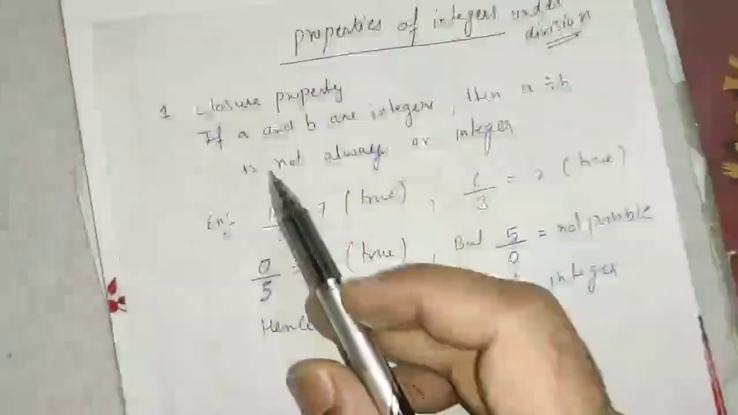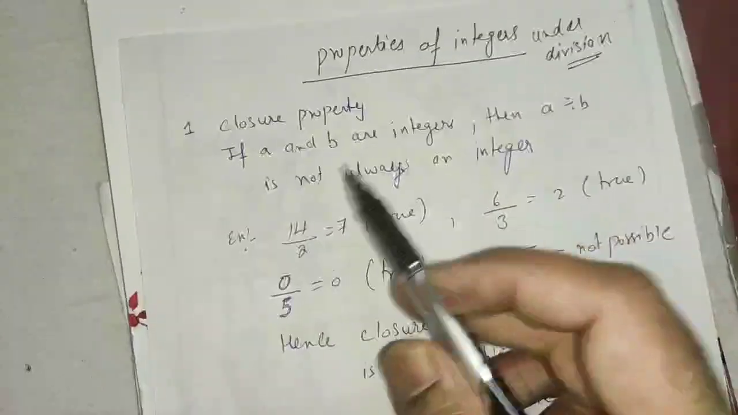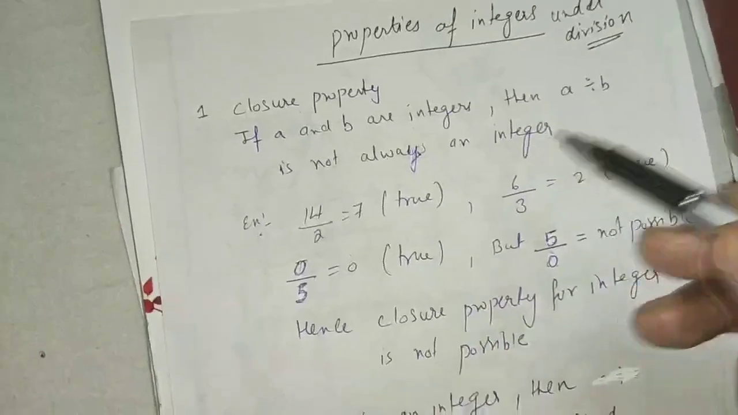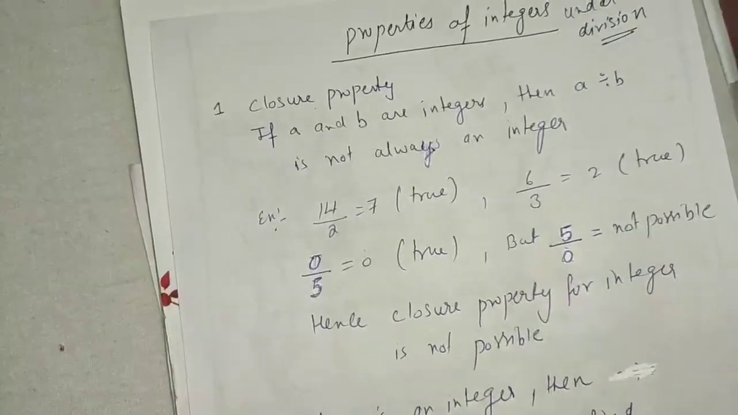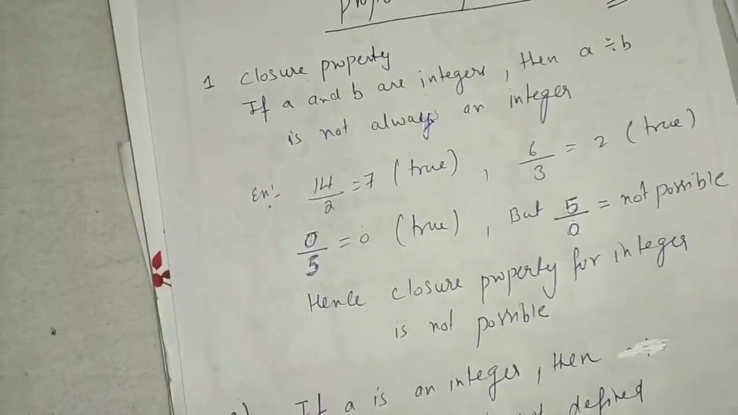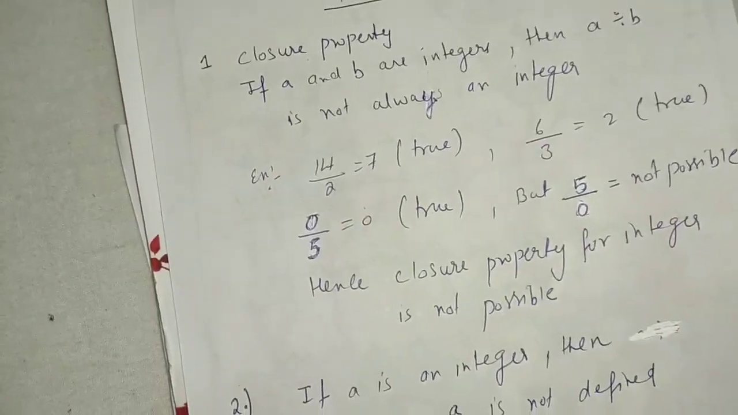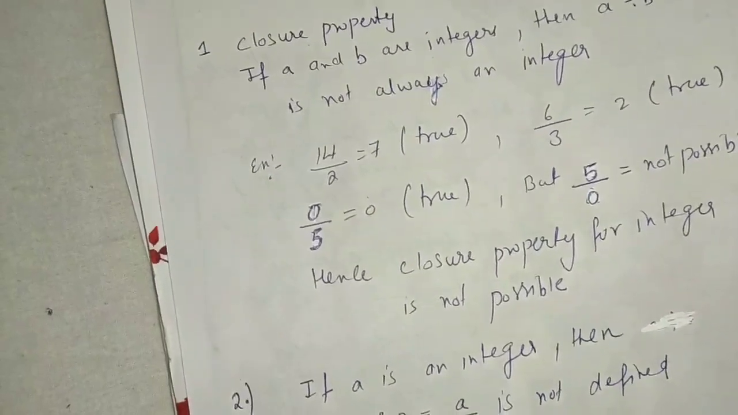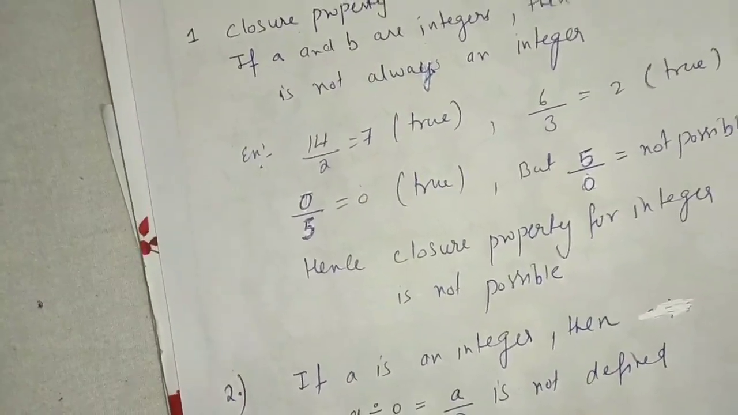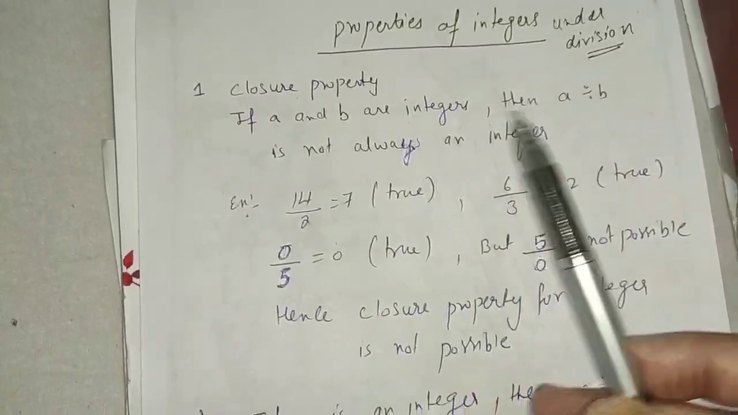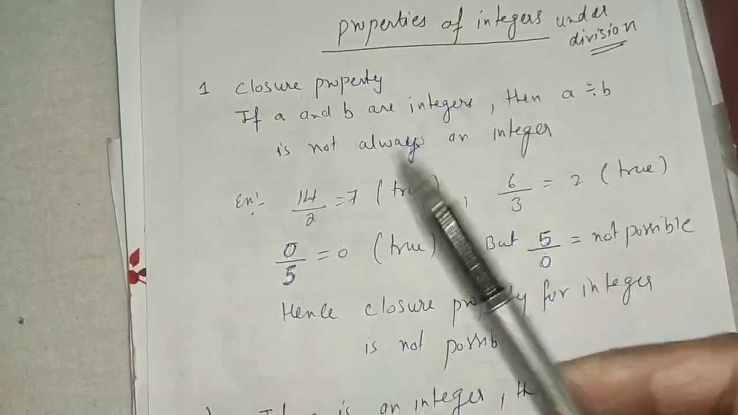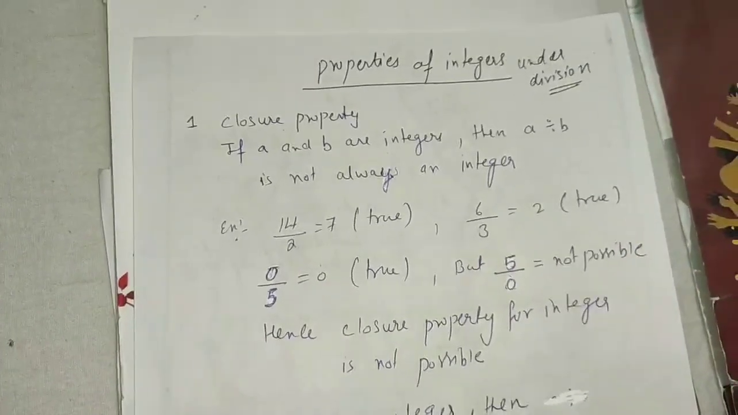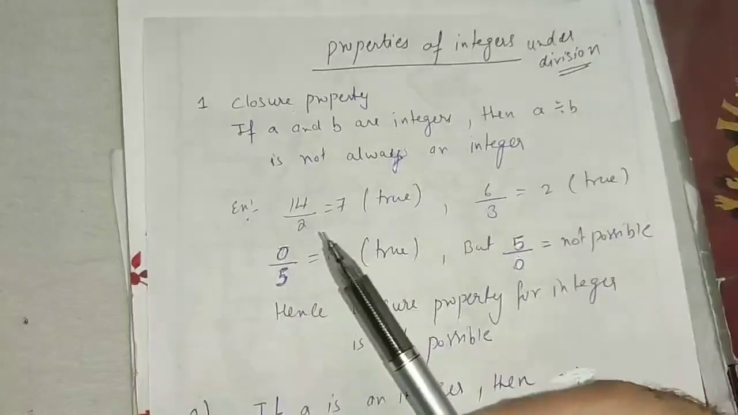Closure property is that if A and B are integers, meaning if we take any two integers and divide A by B, it's not always an integer. In other cases like A plus B, you take any two integers, you add them, the answer is an integer. If you multiply them, it is an integer. If you subtract them, the answer is an integer. But in division, if you divide any two integers, it is not always an integer.